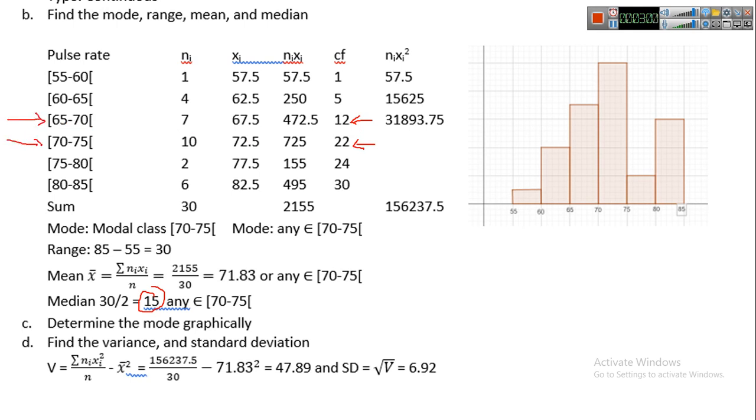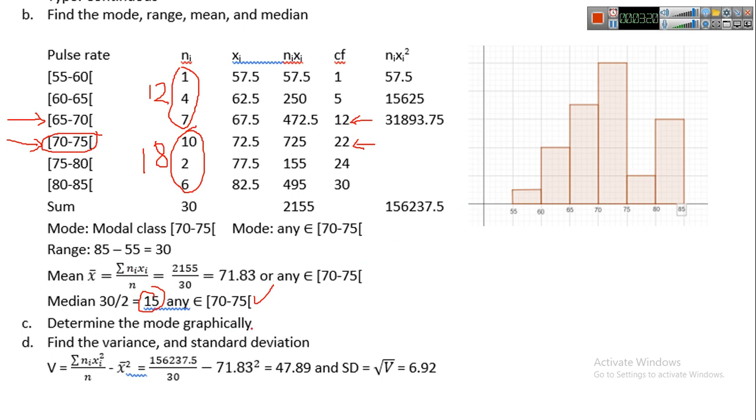So what do we do now? We count how many numbers we have up, because it's the middle term. Here we have 12, and we count how many numbers we have down. Down we have 18. Where do we have more numbers, up or down? We have more down, so this is the median, or any number between 70 and 75.